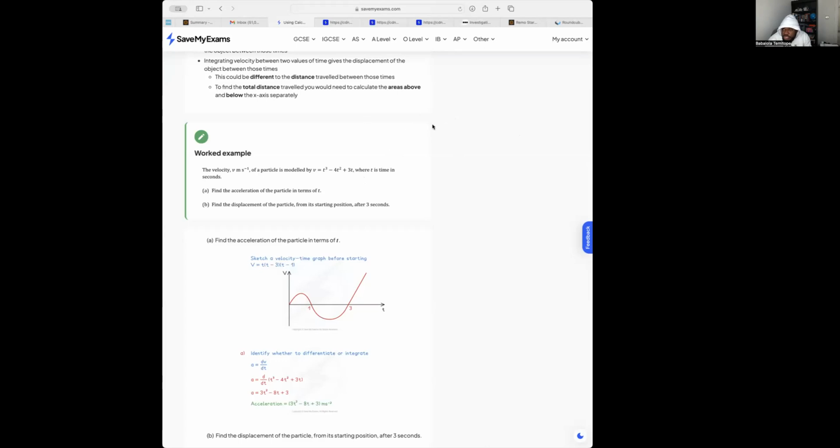So this is the final part. Let's look at applications and how to differentiate so that, given a velocity v, we find the acceleration. Acceleration is what you get when you differentiate velocity. So that gives you 3t squared minus 8t plus 3. That's the acceleration, in meters per second squared.